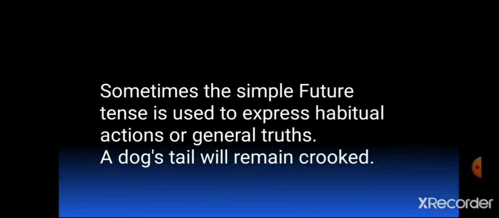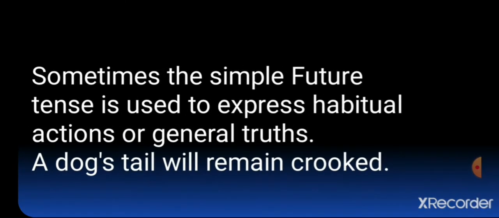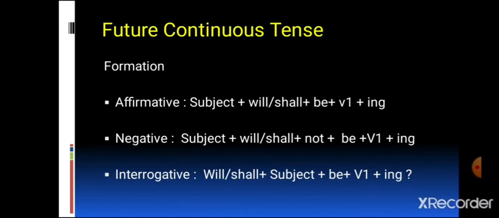Now students, sometimes the simple future tense is used to express habitual actions or general truths. For example, students, a dog's tail will remain crooked. To express general truths, sometimes we also use simple future tense.